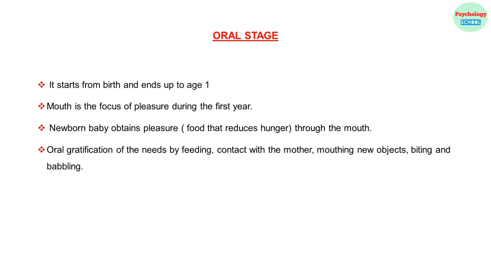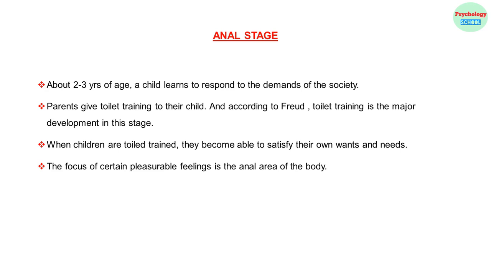Next stage is anal stage, which starts about 2 to 3 years of age. In this stage, a child learns to respond to the demands of the society. And this stage occurs when parents are giving their children toilet training and teaching them to avoid prohibited behavior connected with urination and defecation. Now in this stage, the focus of certain pleasurable feelings is the anal area of the body.